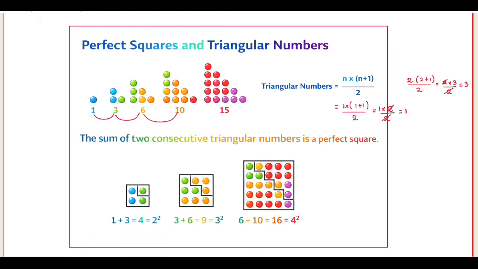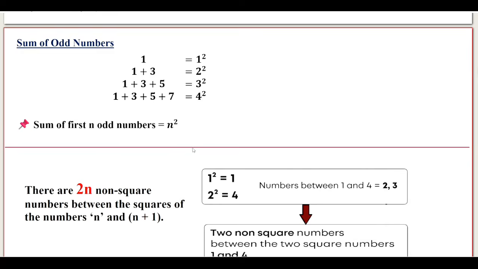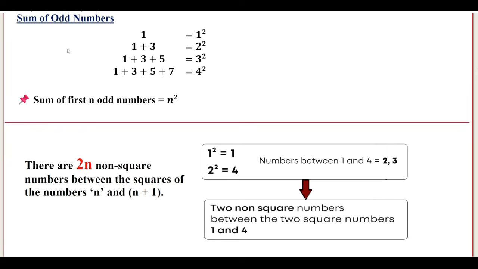6 plus 10, 16 is a perfect square number. 10 plus 15, 25 is a perfect square number. Okay, the sum of two consecutive triangular numbers forms a perfect square number. Okay, right. Next one is the sum of odd numbers.